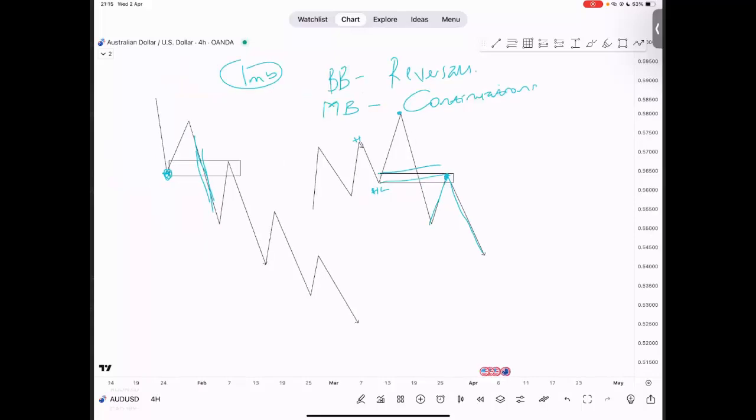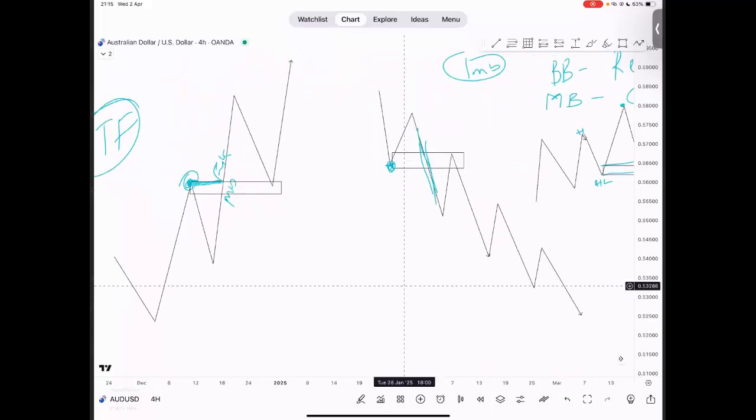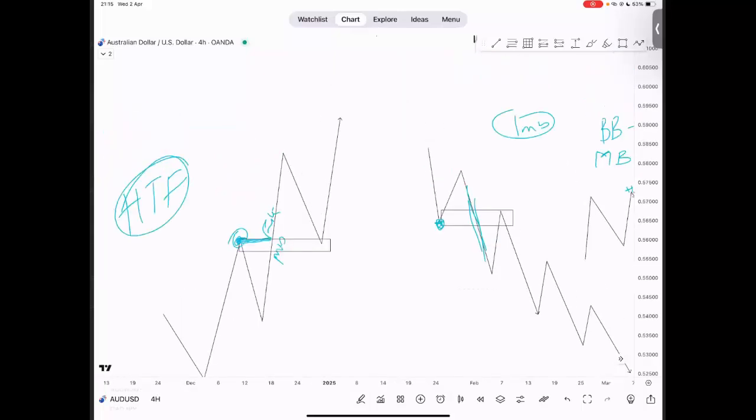But these mitigation blocks, they continue trends, right? Price breaks through a previous high with an FVG, and then what do you anticipate? That it comes back to that point as a key level, mitigates it, and continues that trend. So you have to remember that mitigation blocks continue, they don't reverse. Okay, they don't reverse.